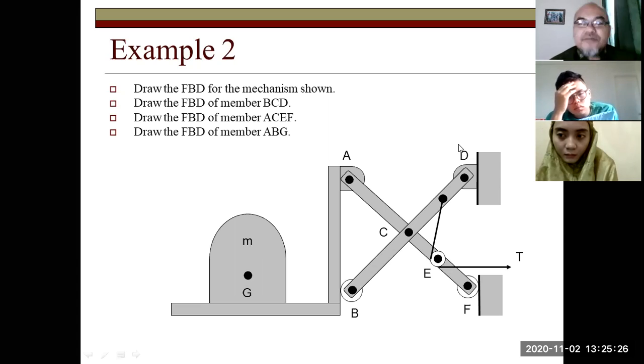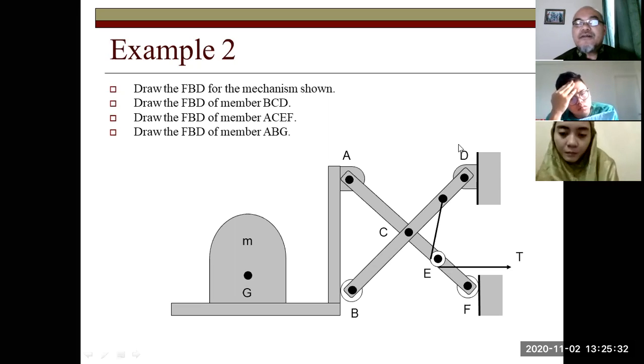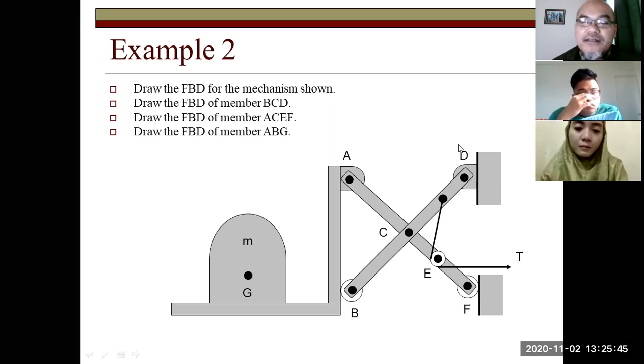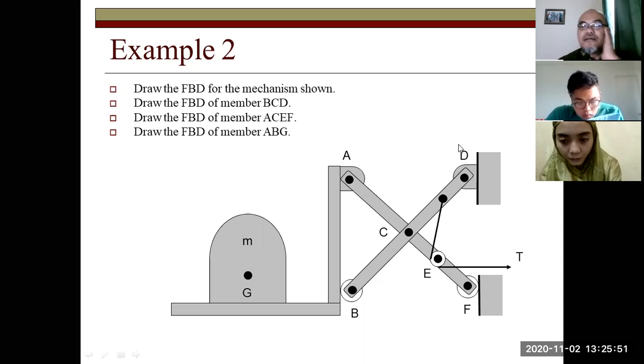ACEF is connected to the mass M through a pin at A, and a roller structure at F to the wall. BCD is connected to the structure M at point B through a roller structure, and at point D with a pin joint. Then at point E there is a pulley, connected by rope to a node at BCD.